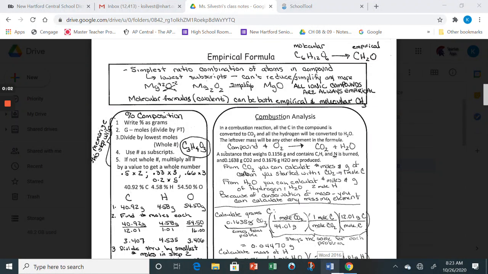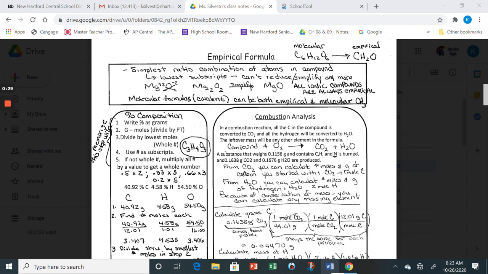Hello, AP. We are going to talk about tonight's little lesson, which hopefully won't be too long, called empirical formula. Now the definition of an empirical formula is what's listed there. It's the simplest ratio that you can have for subscripts in a formula. So it's the lowest value for the subscript and the simplest ratio between two atoms.